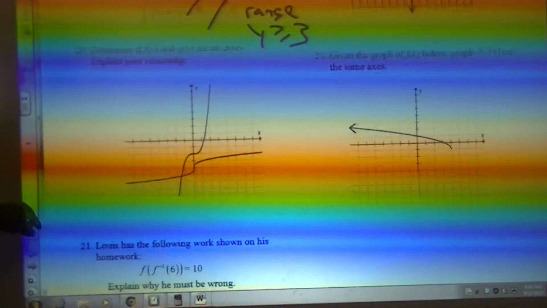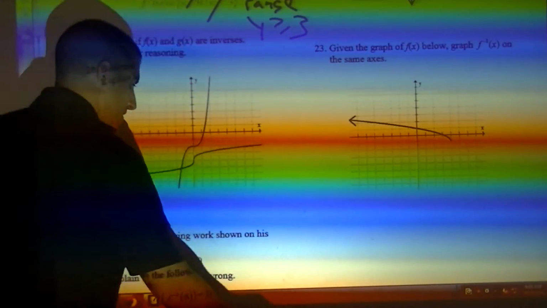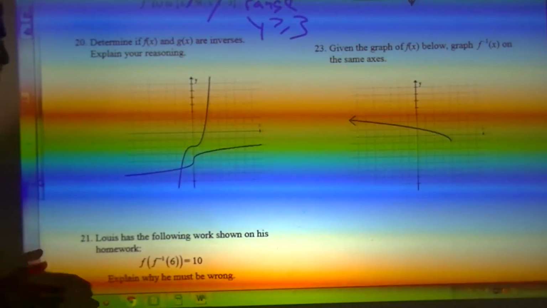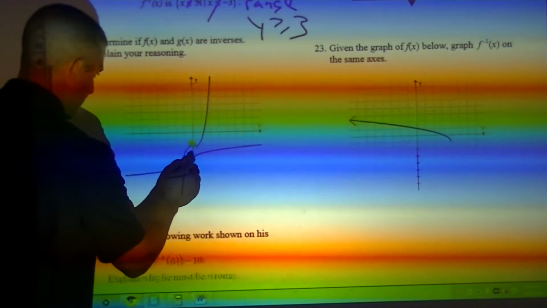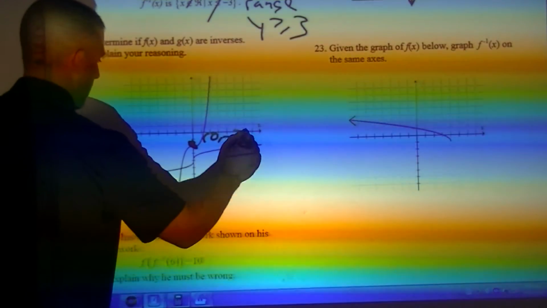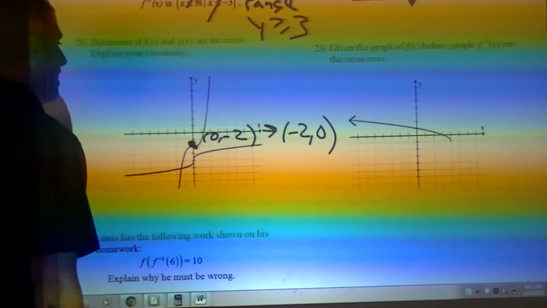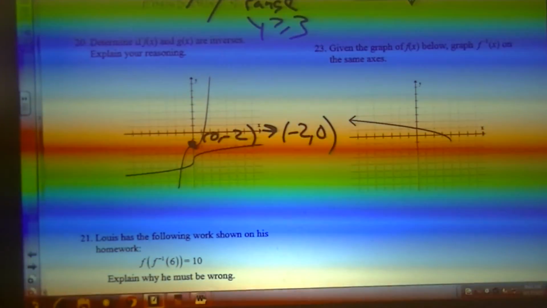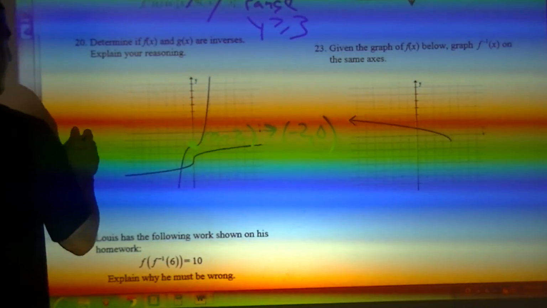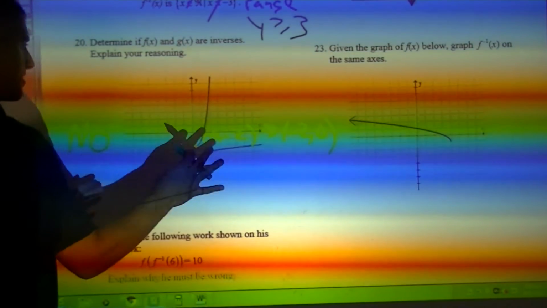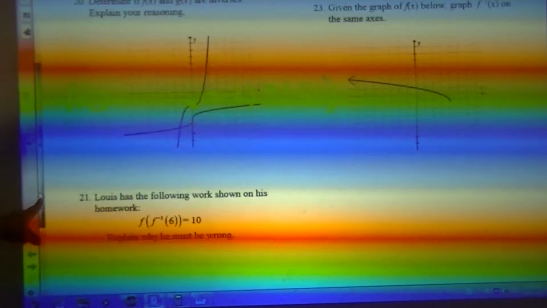20, determine whether they're inverse of each other. Here's how you do that. Take a couple points. Let's say this is 0, -2. Then what should happen is you should be able to switch them, and it would be -2, 0. Well, -2, 0, 0, that's the other function, so that's no. The points didn't flip.